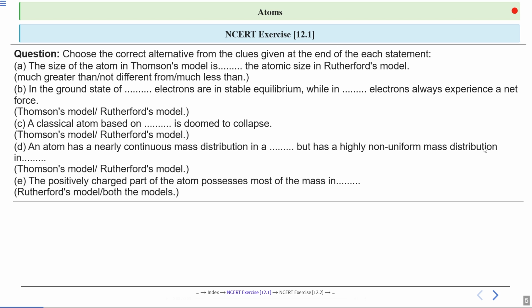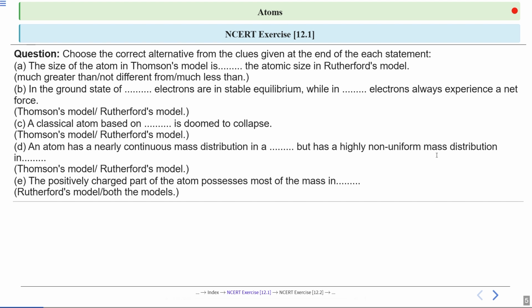So the statements given are: first, statement A, the size of the atom in Thomson model is dash the atomic size in Rutherford model. The clues are: much greater than, not different from, or much less than. B, in the ground state of dash electrons are in stable equilibrium, wherein dash electrons always experience a net force. The clues given are Thomson's model or Rutherford's model.